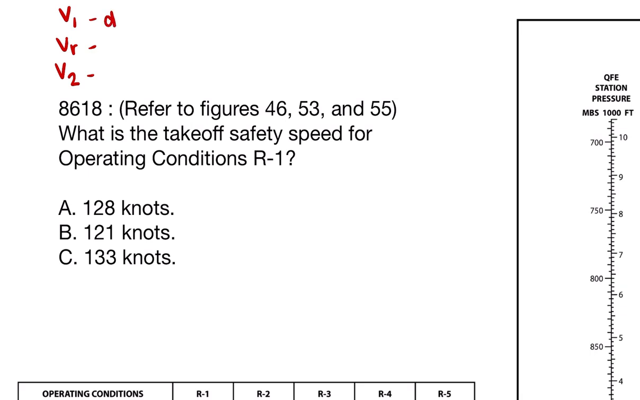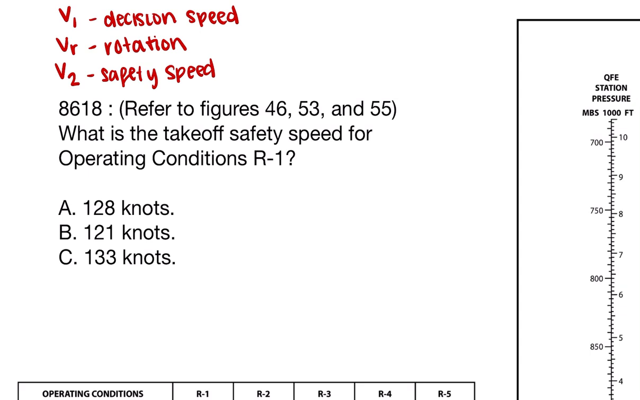V1 is our decision speed. VR is our rotation speed. I'm just going to put rotation here. And V2, this is our safety speed. And that safety speed is calculated for 35 feet AGL. So we need to find V2. That's what we're looking for.